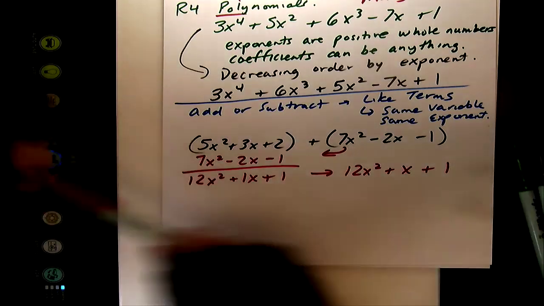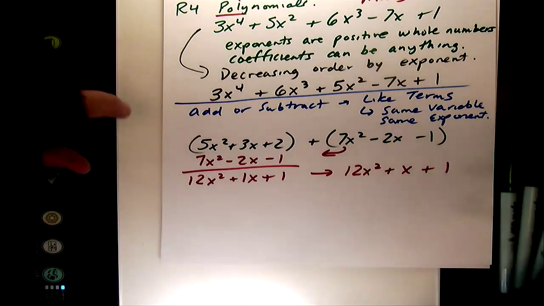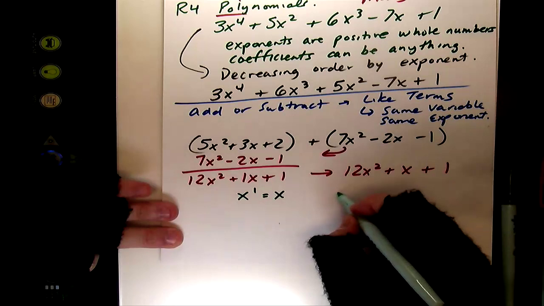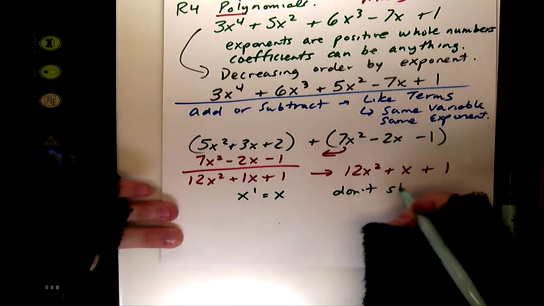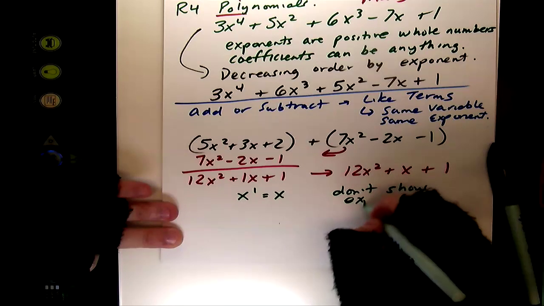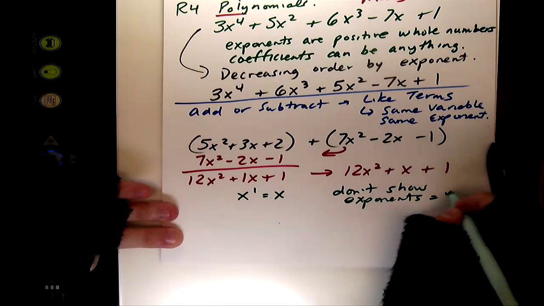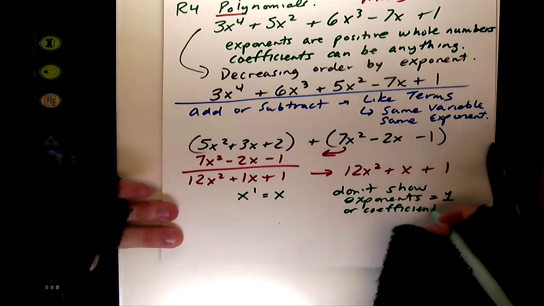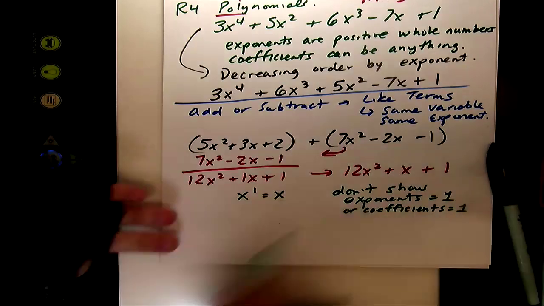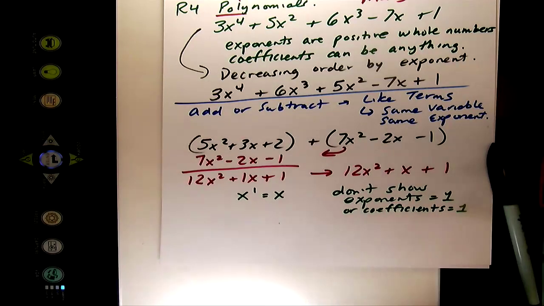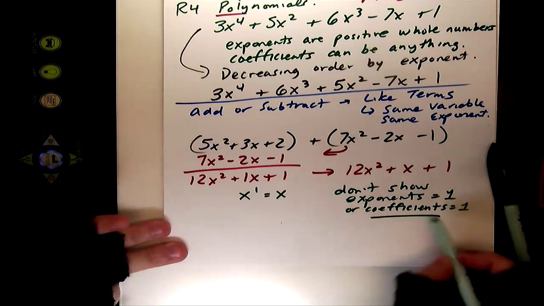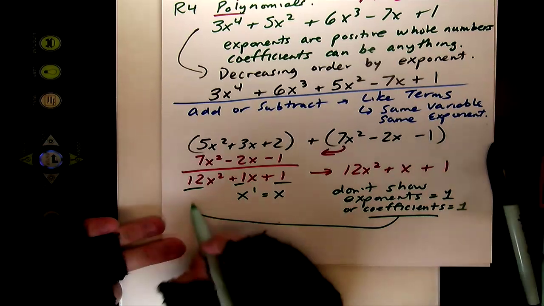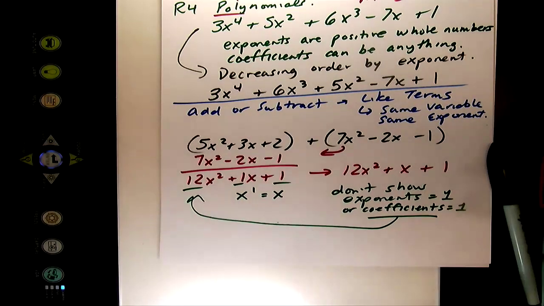We also don't show exponents of 1. X to the first is the same thing as x. We don't show exponents of 1, or coefficients equal to 1. Coefficients are the numbers in front. Coefficients are these things. And it's the same problem.